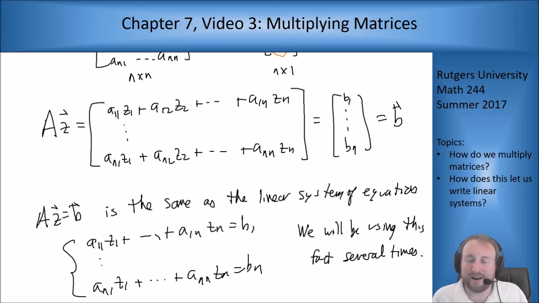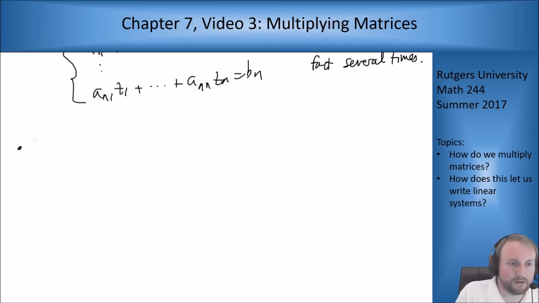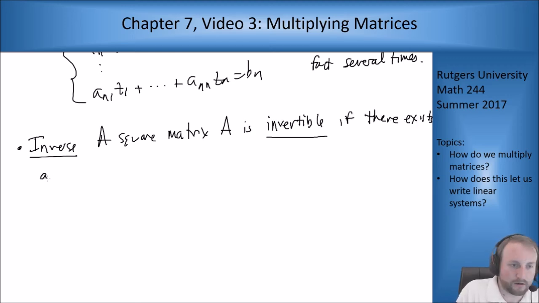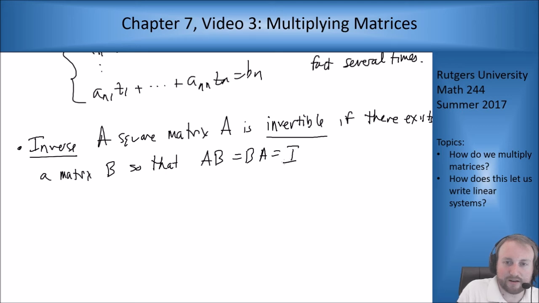In the same way, we need to look at what matrices don't have inverses. So we need to find what invertibility is, and then talk about matrices that don't have inverses. So inverse. A square matrix A is said to be invertible if there exists a matrix B so that AB equals BA equals the identity.